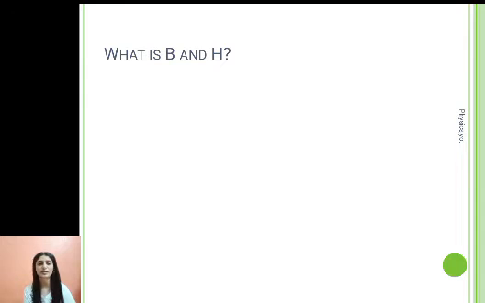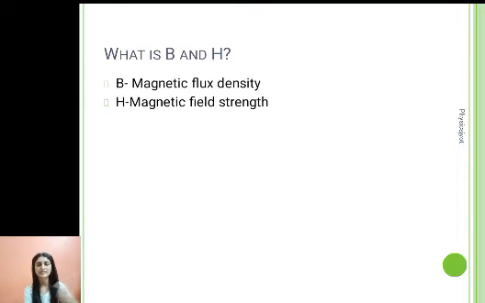What is B and what is H? Because we call hysteresis a BH curve or BH loop. What is B? B is magnetic flux density. H is magnetic field strength. Mostly students get confused about these two terminologies.